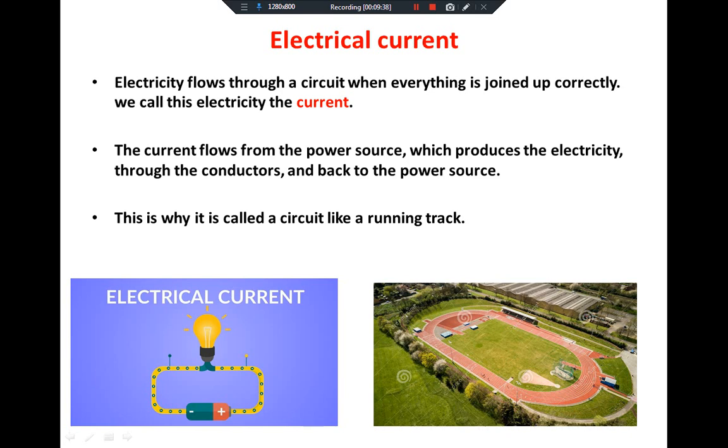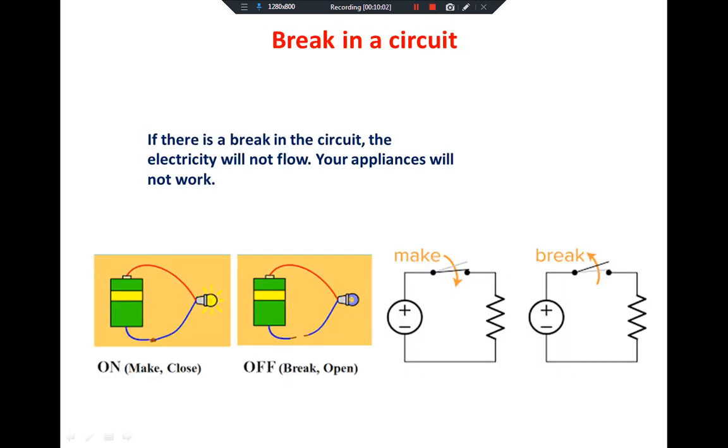So as you can see, we have a battery over here, which we call a power source, let's say. We also have the wires sending electricity, or making an electrical current, and sending it to our house, and the bulb turns on. So this is the bulb in our home. It's similar to what? To a running track. So it comes and goes back in this way.